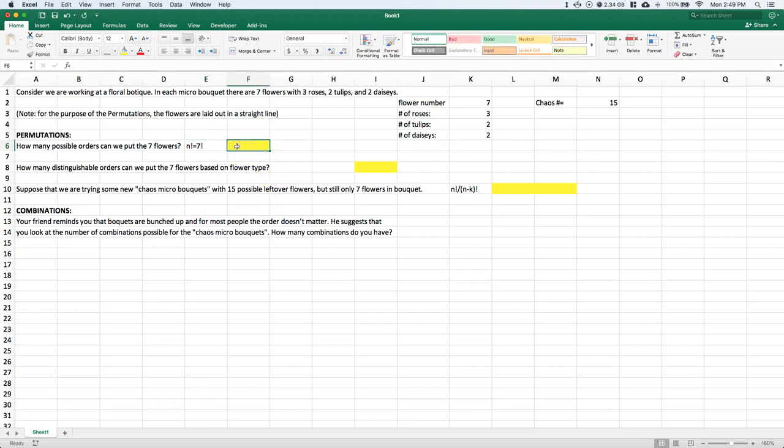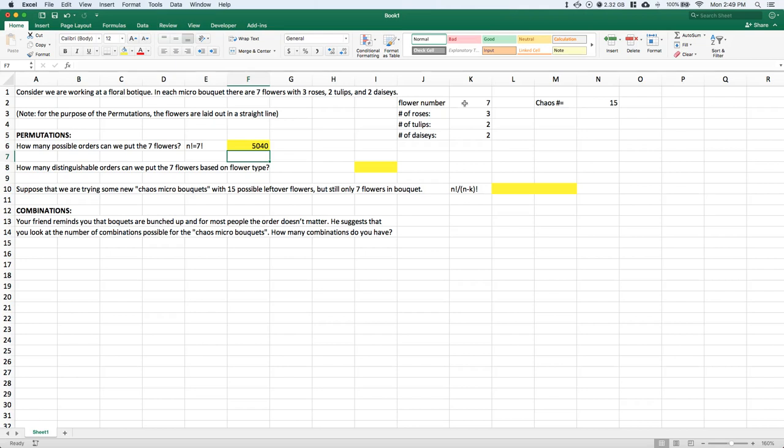The nice thing is that Excel lets us just do equals FACT, and we can either click on it or add the parentheses, and it tells us we want a number. So the number of flowers is seven. We hit enter, and we get 5,040 possible orders, where order does matter, of those seven flowers.